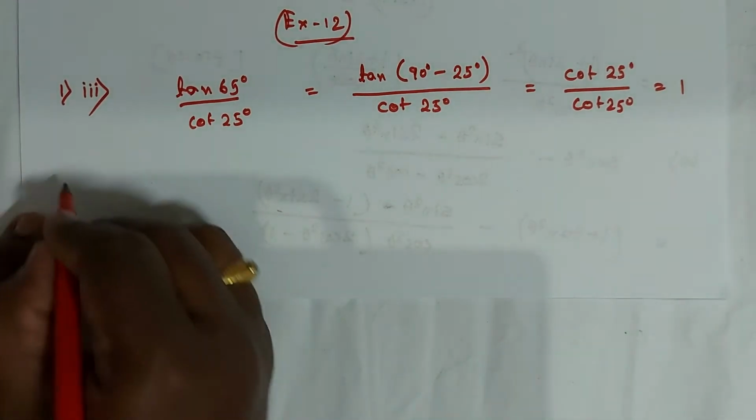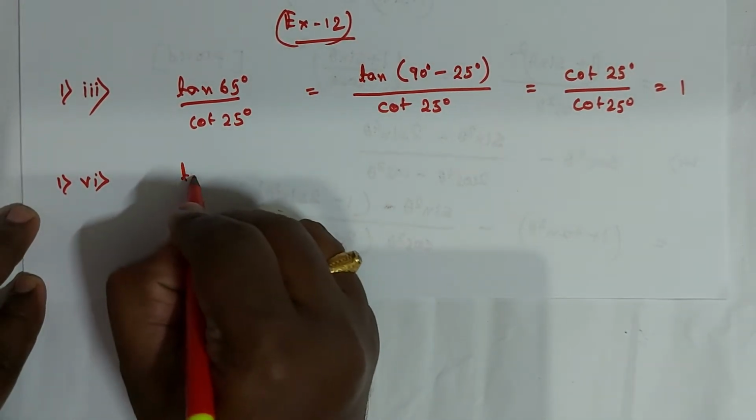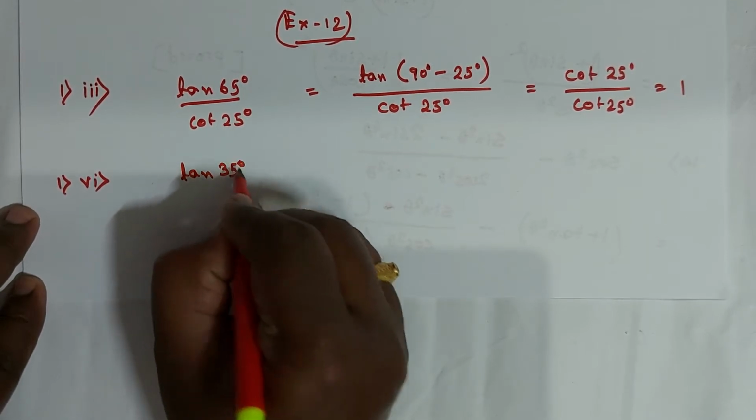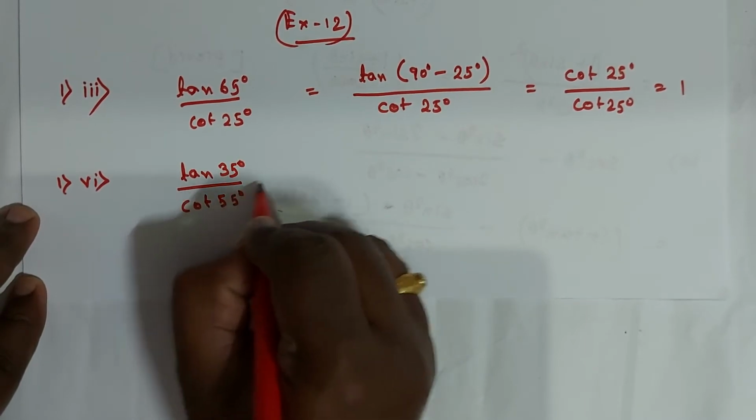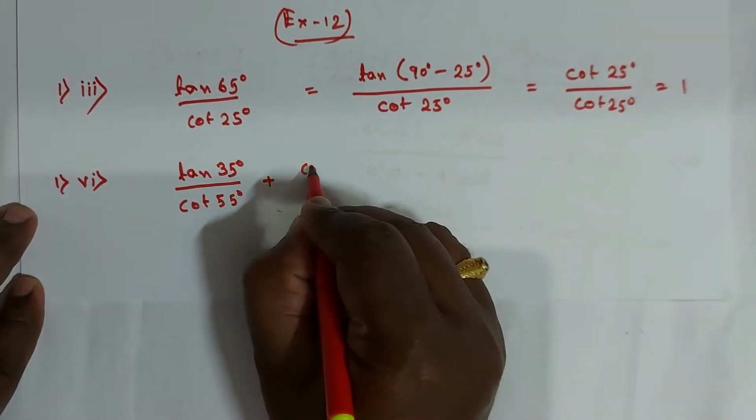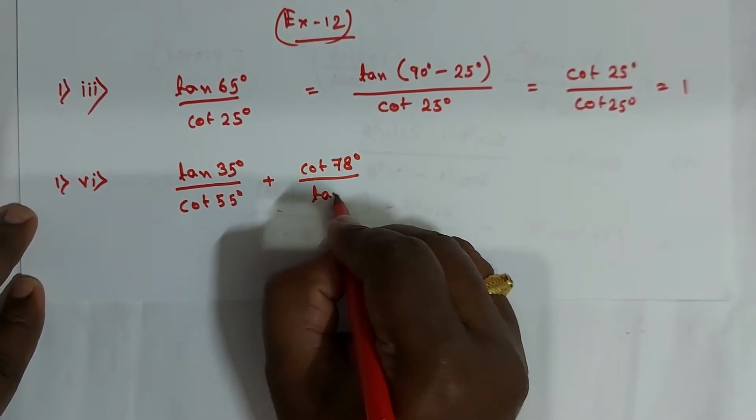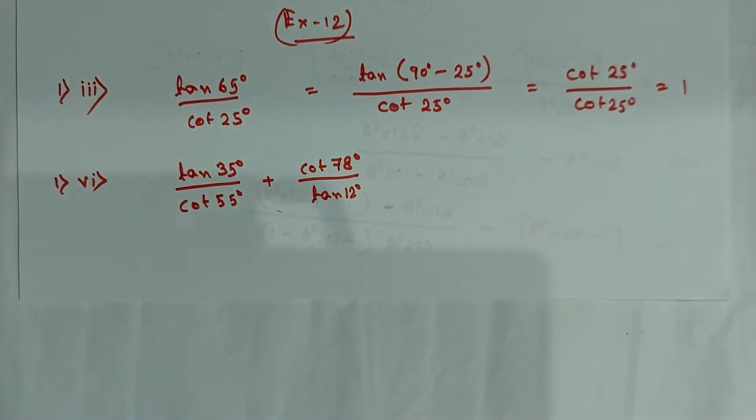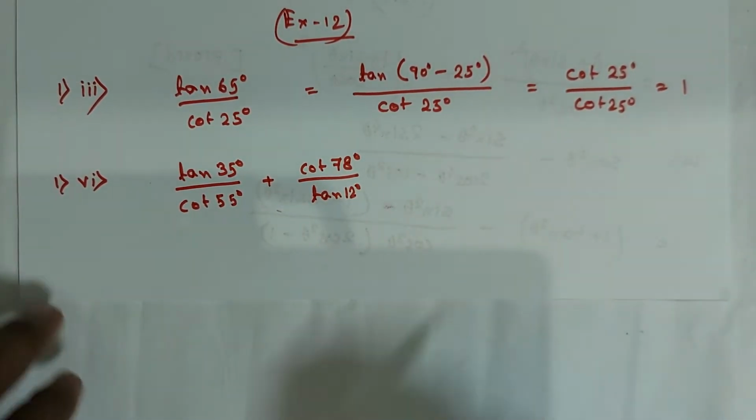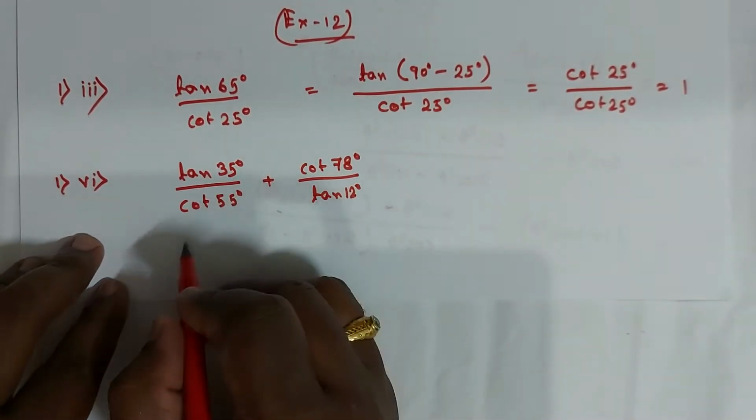Next is question number 6 of 1. Here it is tan of 35 degree by cot of 55 degree plus cot of 78 degree by tan of 12 degree. This equals 2. We need to prove that. So how will we prove this? Let's see.